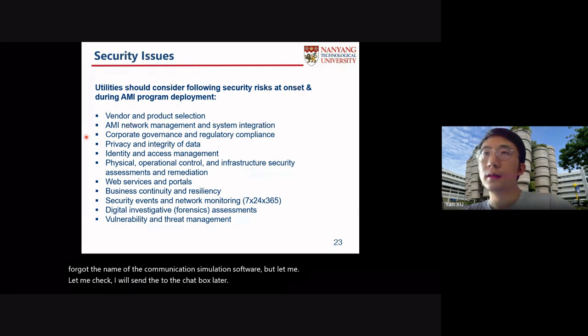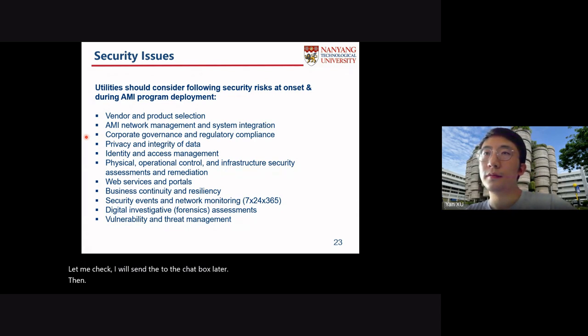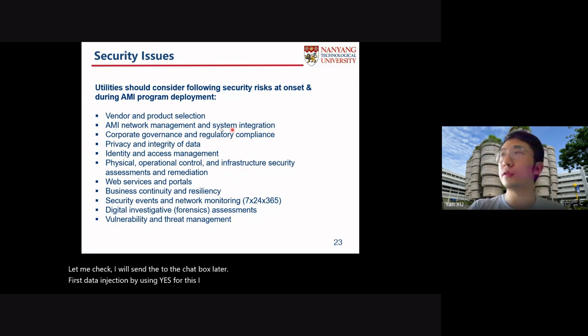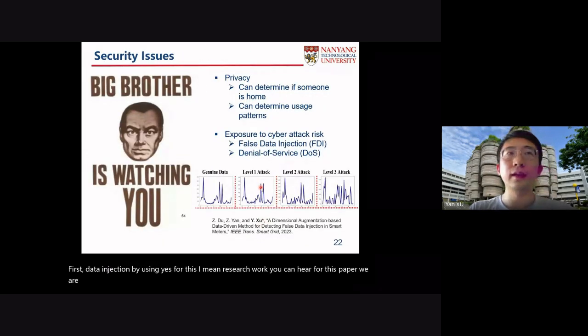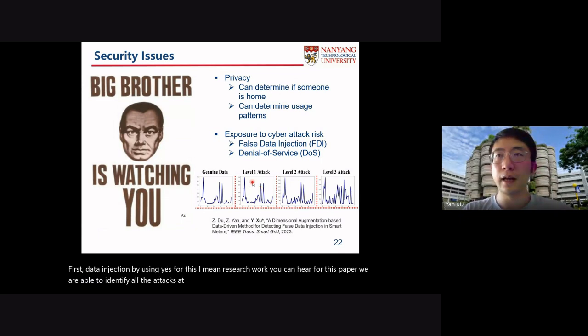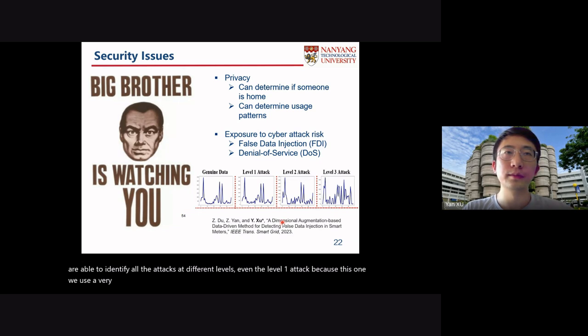Then, false data injection by using algorithm. Yes, for this research work, you can see in this paper, we are able to identify all the attacks at different levels, even the level 1 attack. Because for this one, we use a very advanced artificial intelligence.